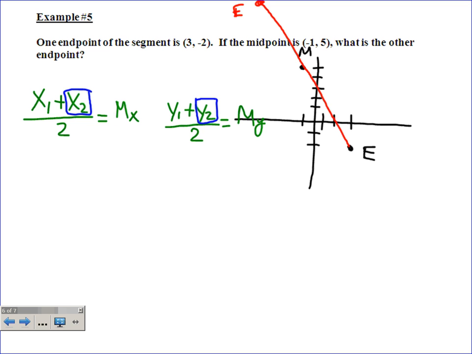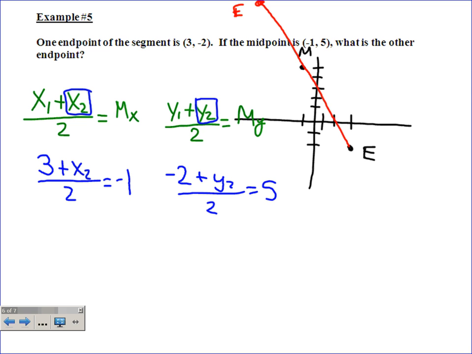Okay. So what are the coordinates for my first endpoint? 3 and -2. So I'm going to put that in here. This is 3, and this one over here is -2. This is the y coordinate. Okay. But what's my midpoint's x value? It's -1. Remember that the x value is always the first coordinate. What's my midpoint's y value? It's just a +5.